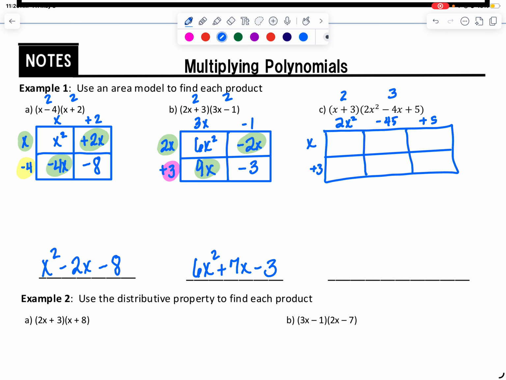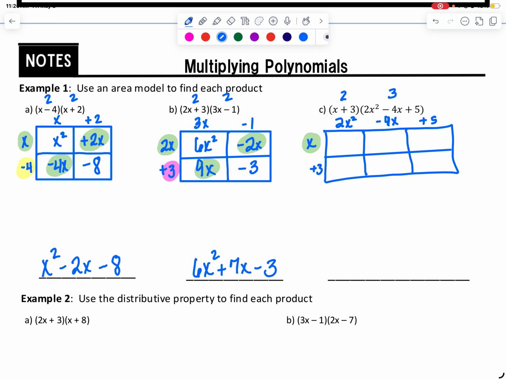Now, just like we did in the other problem, I'm going to take that first term, x, and multiply it by each term on the top. So let's see, I don't know what happened here. This was supposed to be negative 4x. I don't know what happened there.